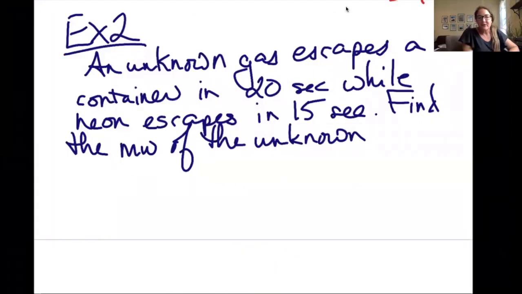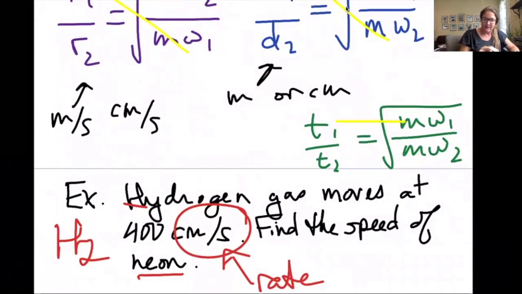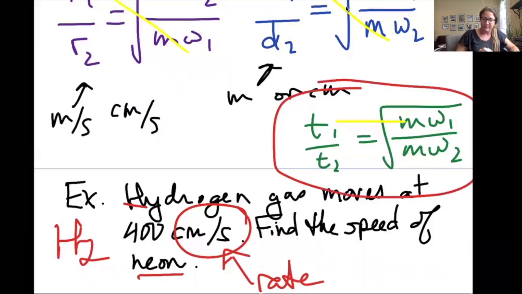Here's a second Graham's law example. An unknown gas escapes a container in 20 seconds, while neon escapes in 15 seconds. We're going to find the molecular weight of the unknown. Okay, first thing I want to do is consider which formula I should be using. Is this distance, rate, or time? So to look at that, I'm going to look at the units here. And when I see that that's time, I now know of my formula choices that I'm going to use the one that sets up straight across, this formula here.